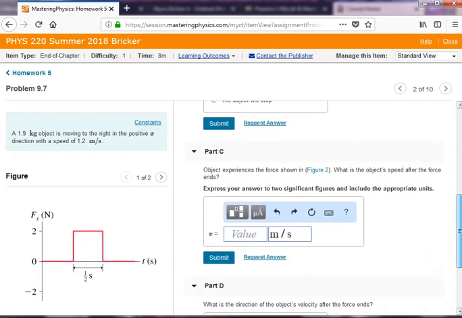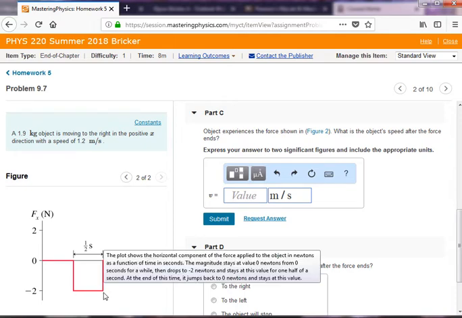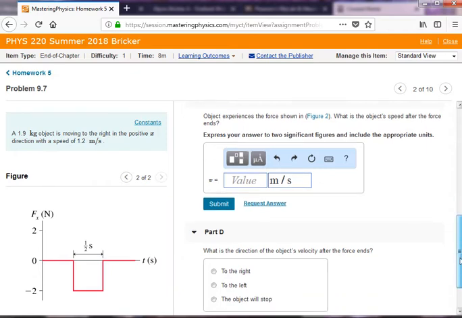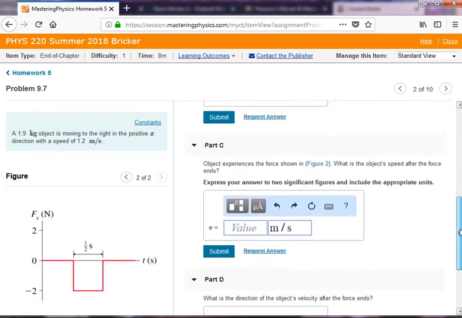And let's see. Object experiences a force as shown in figure 2. So let's look at figure 2. Okay, so now this force is negative. This force just means it's in the opposite direction. This force would tend to slow you down. Okay, so part C is a lot like part A. It's just that the sign has changed. Same thing about part D. If the speed comes out to be positive or negative, that tells you which direction it's moving.